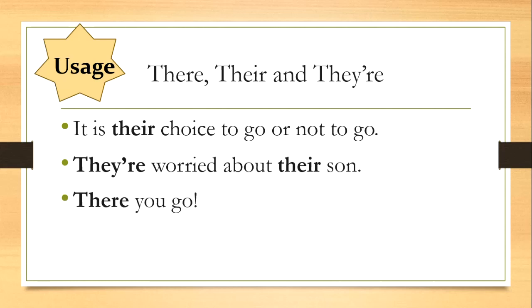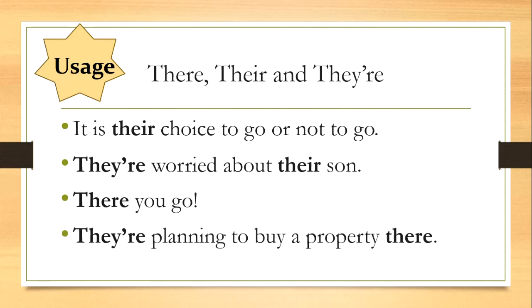There you go. Now this there refers to a location but in the abstract sense. They're planning to buy a property there. They're is a contraction of they are, and the second there refers to a place where they're buying a property.